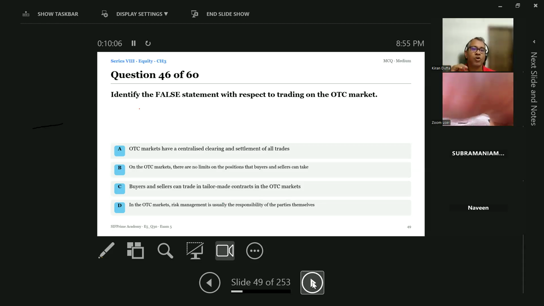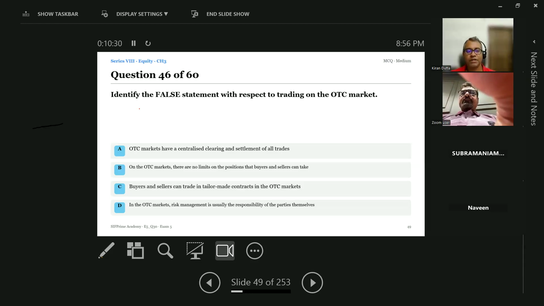Please go through the options carefully. He is asking for the false statement, not the true statement. The false statement is A. OTC markets have centralized clearing and settlement of contracts. Just put it in the chat. So the answer is A.